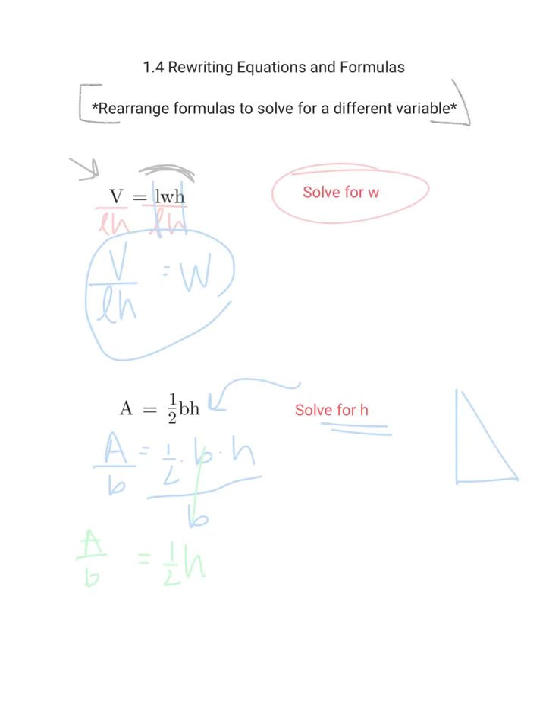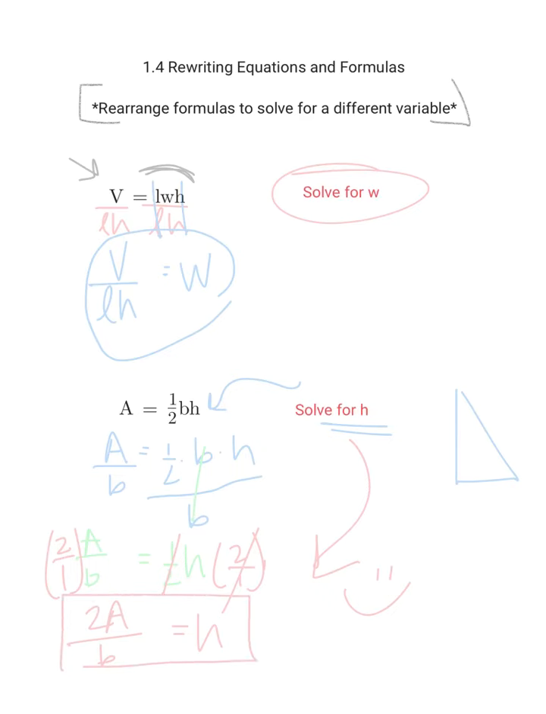Now, we still have to get rid of the 1/2. So you gotta remember, how do I eliminate a fraction? Multiply it by the reciprocal. If I multiply this side by 2 over 1, the reciprocal, it'll get rid of my 1/2. Multiply this side by 2 over 1. So I'm left with my H, which is what I wanted, equals 2 times A over B, which is just 2A over B. And I am done.